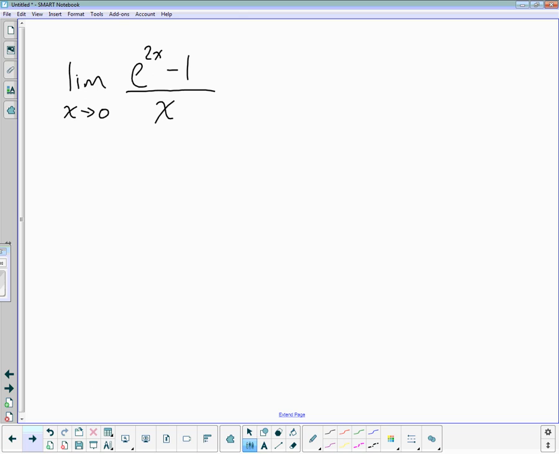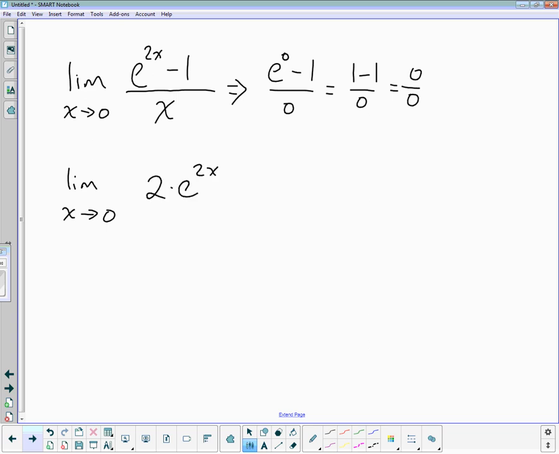Okay? So plugging in 0 tries to go to e to the 0th minus 1 all over 0, 1 minus 1, 0 over 0. We are in an indeterminate form. We can use L'Hopital's rule. And now we go ahead and take the derivative. So the derivative of the numerator becomes e to the 2x plus 2, minus nothing, and the denominator is 1.